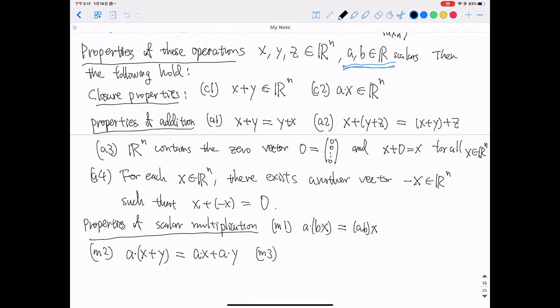And M3. Now suppose you have two numbers, a and b. You can form (a plus b) times x. That's the same as a times x plus b times x. Again, check component-wise. Finally, the number 1 here plays a special role. That is, if you take 1 times x, you get back x.